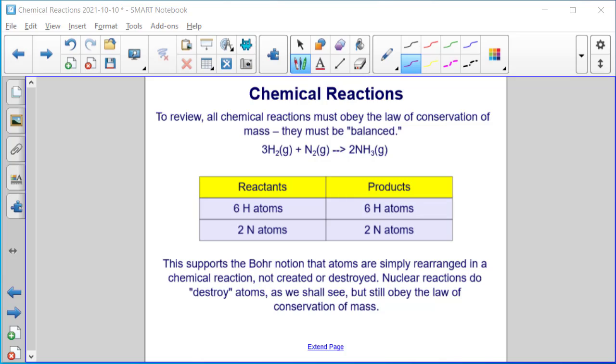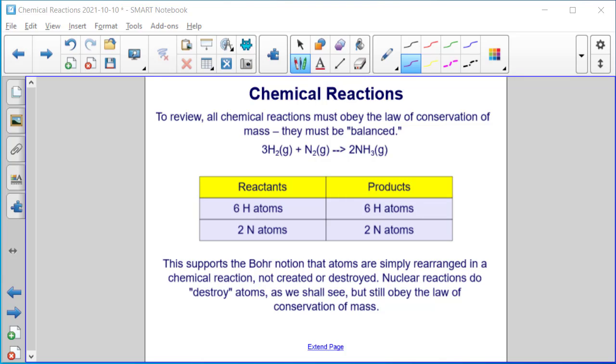This supports the Bohr notion that atoms are simply rearranged in a chemical reaction. They are not created or destroyed. So they're rearranged from the initial materials that we started out with, in this case, hydrogen gas and nitrogen gas, to form a new gas, NH3, that has different properties than the reactants that it was formed from.